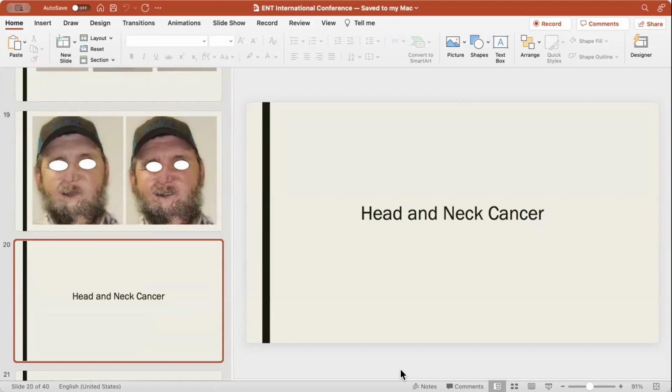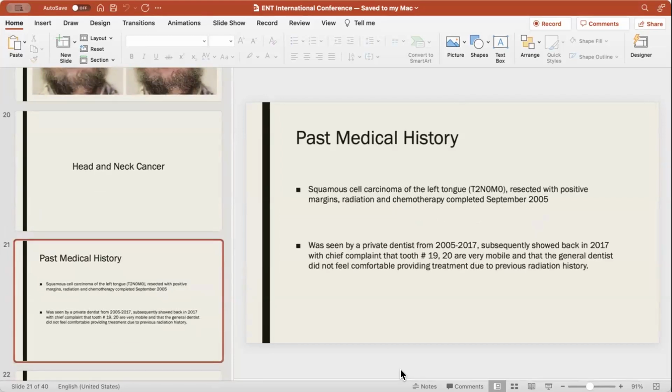My second case is based on a patient that has had head and neck cancer. She ended up with a large squamous cell carcinoma of the left tongue, resected with positive margins, and had radiation and chemotherapy back in 2005. And she was asymptomatic and had no problems from 2005 until 2017, when she showed back up with a chief complaint of loose teeth in her mouth. And her general dentist did not have comfort in taking these teeth out due to her previous radiation and medical history.